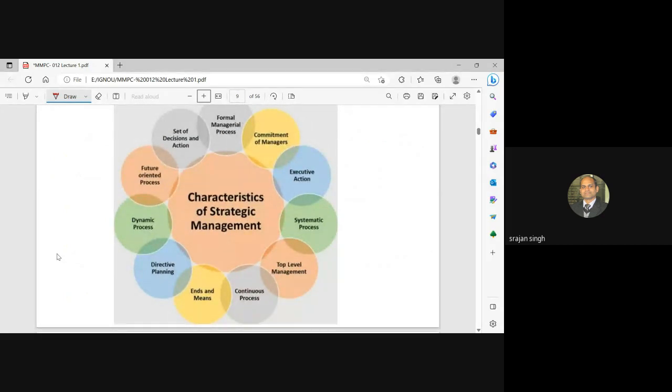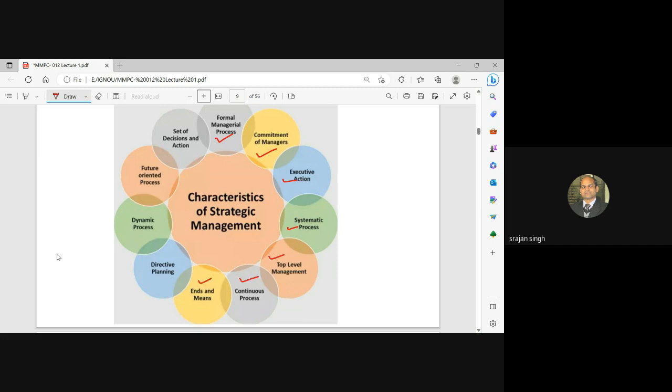Next is the characteristics of strategic management. First, it is a formal managerial process. Second, it is related to the commitment of managers. It is concerned with executive action. It is a systematic process, not a haphazard one. It is related to top-level management, and it is a continuous process.